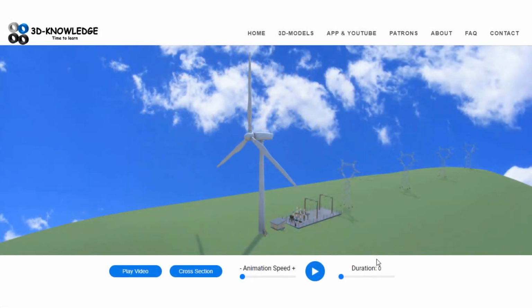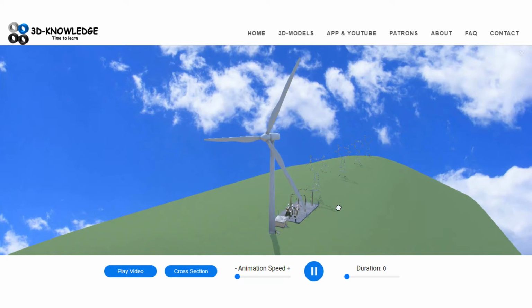I'm going to talk you through each of the main components and also a little bit more about the concept of how it works. So let's just play the animation now. And we can see the wind turbine is starting to turn.